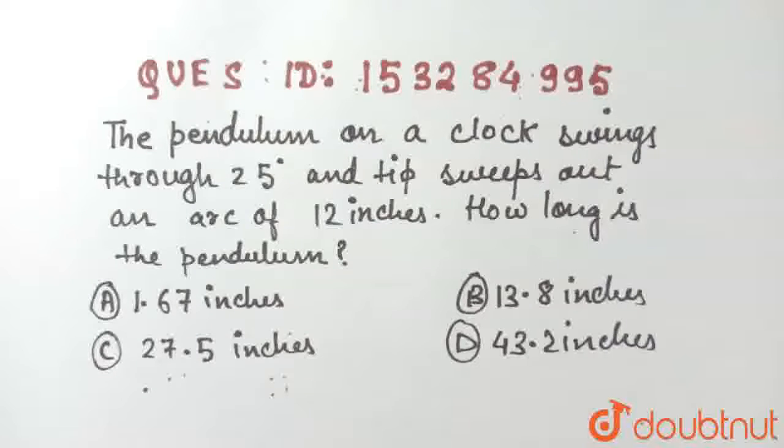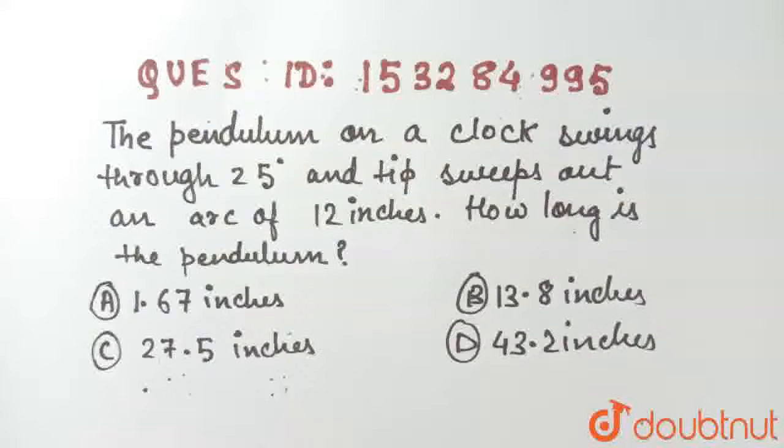So the question given here is: the pendulum on a clock swings through 25 degrees and its tip sweeps out an arc of 12 inches. How long is the pendulum? Options given are A 1.67 inches, B 13.8 inches, C 27.5 inches and D 43.2 inches.